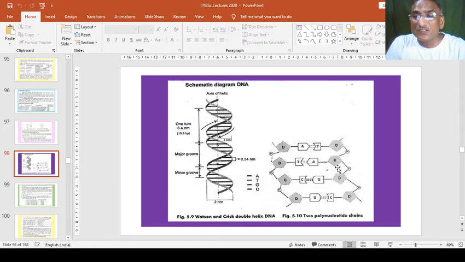This is the deoxyribose. These are the deoxyribose groups, these are the phosphate groups, and these are the base pairs, and these together form the nucleotides. And this is the nucleotide chain, this is another nucleotide chain, and both chains together form the DNA. This is very simple.